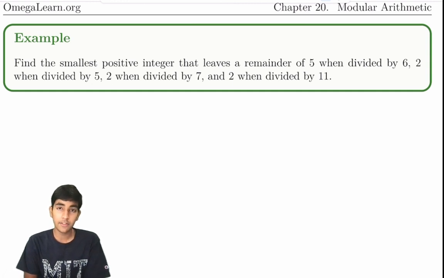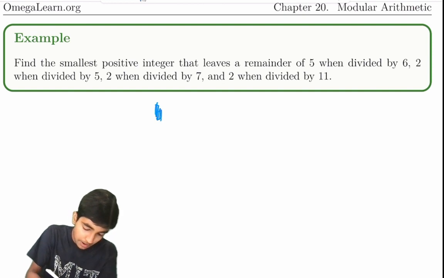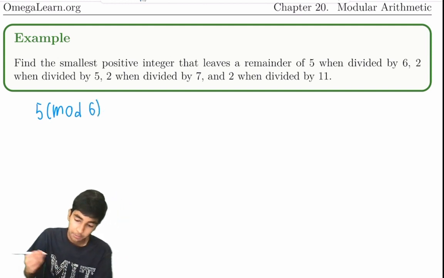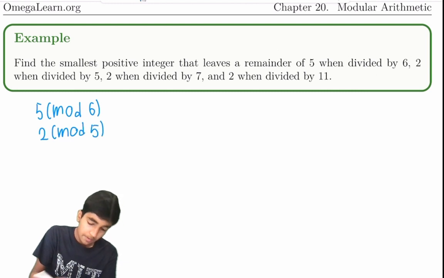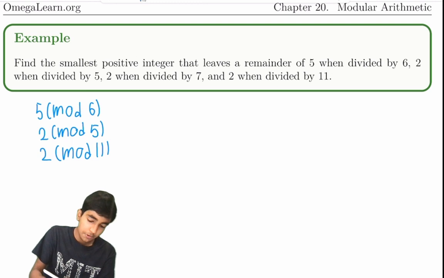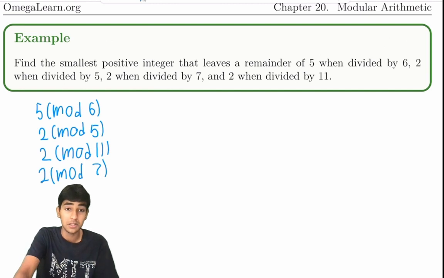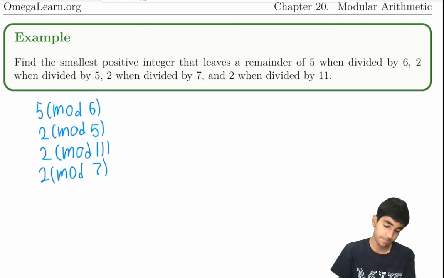Find the smallest positive integer that leaves a remainder of 5 when divided by 6. Let's write that over here. 5 mod 6, right? 2 when divided by 5. 2 mod 5. 2 mod 7 and 2 mod 11. Now this seems very strange. How in the world are we supposed to do this? Guess and check? That's a very bad way to solve this problem. Any smart ways we can think of?